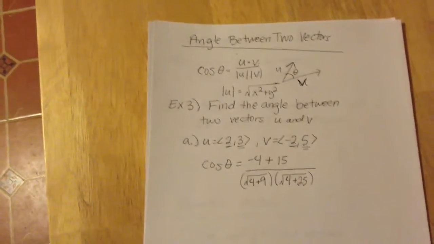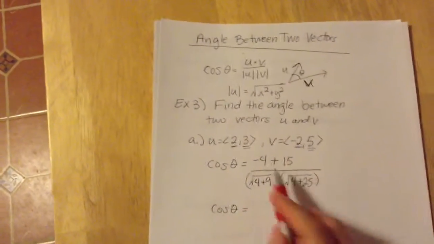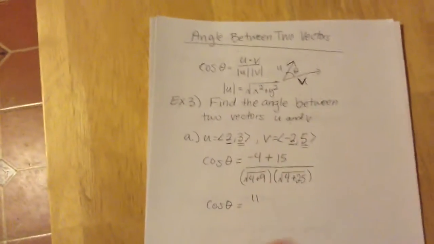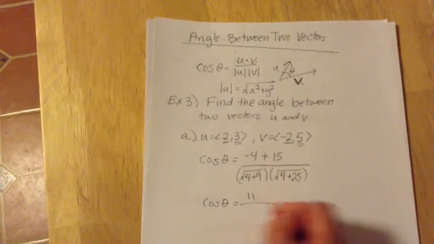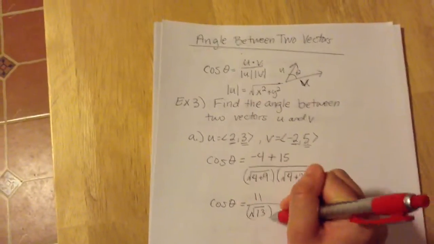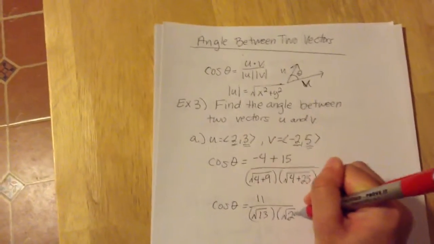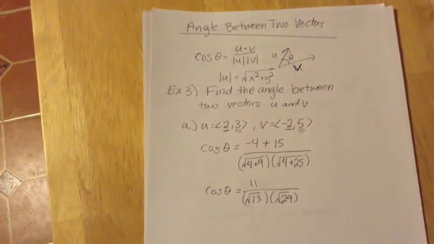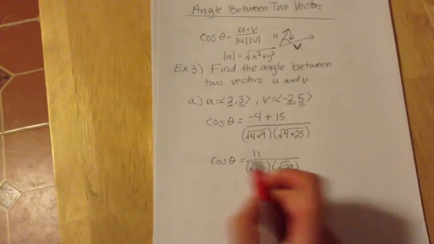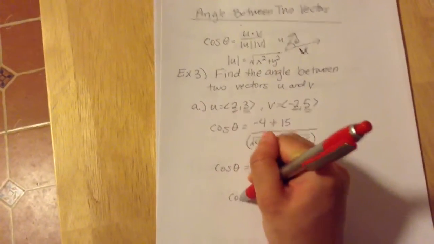From here, I'm going to simplify a little bit. Negative 4 plus 15 would be 11. 4 plus 9 is 13. And 4 plus 25 would be 29. Now we get to use our calculators. So in your calculator, to find theta, you'll do the cosine inverse of this fraction.